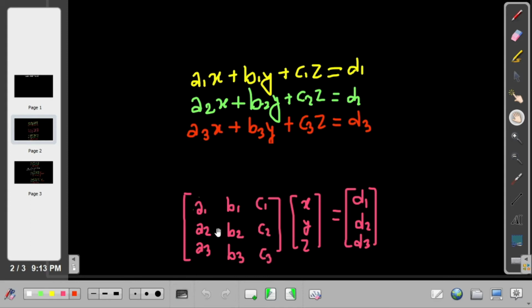And one strict condition for Gauss-Seidal method to apply is this coefficient matrix must be strictly diagonal. Strictly diagonal means in the first row, a1 must be the largest number. In the second row, b2 must be the largest number. And in third row, c3 must be the largest number. If that is the case, we can apply Gauss-Seidal method to solve this system and find the values of x, y, and z.